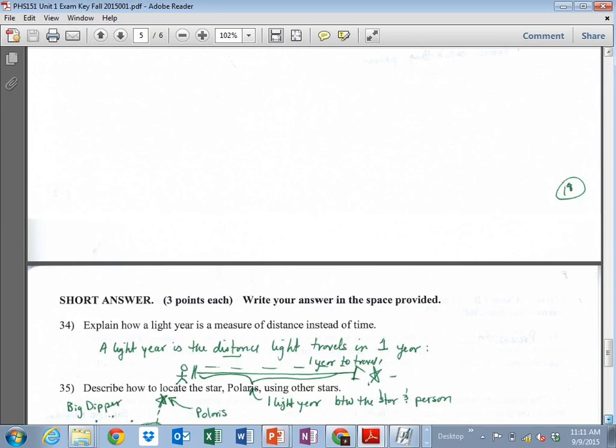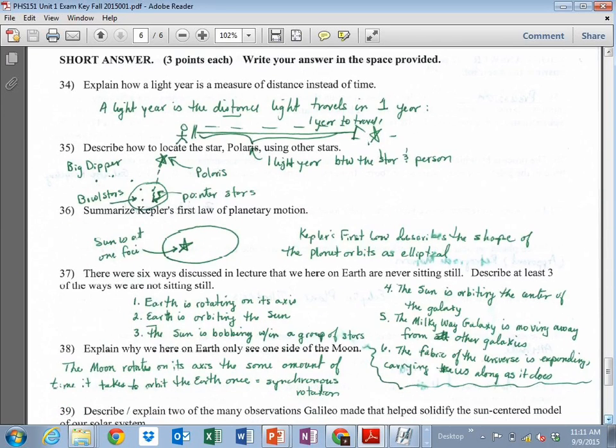So these next ones were each worth 3 points apiece. Now remember, checks means you got it totally right. And if you didn't get it totally right, I wrote out next to the side how many I took off. So for 34, I wanted you to tell me what you know about a light year, that yes, it is a distance and not a time. So I wrote the star and little photons taking a year to get to the person, and that star is 1 light year away.